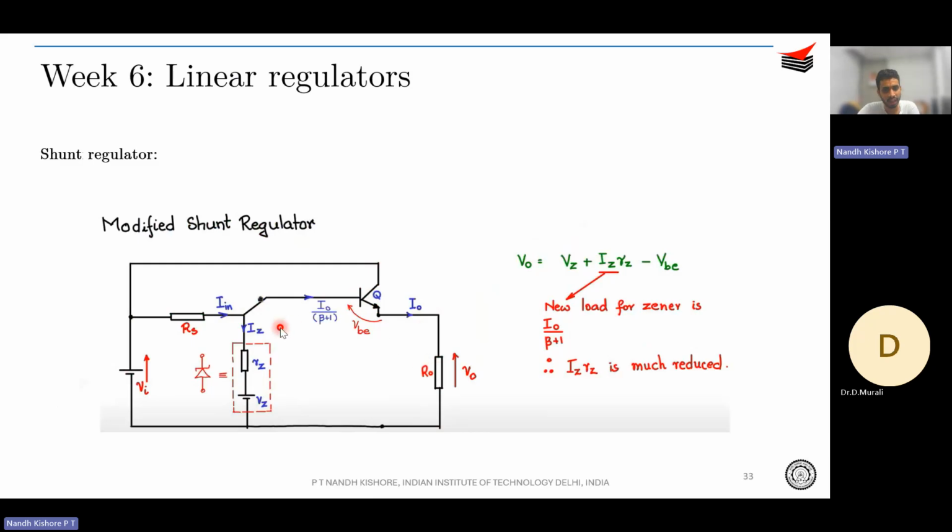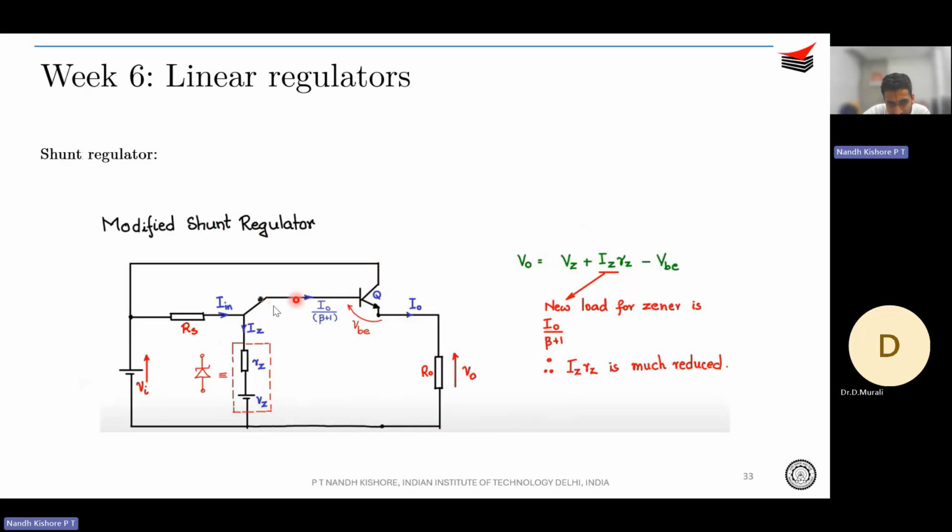If you apply KVL over here, you will get V naught is equal to VZ plus IZRZ minus VB, right? And you know that your IZ will be very, very small, because your base current is also going to be very small. So your IZRZ is going to be much, much lesser. So you will get almost a stiff voltage V naught, that will be VZ minus VB almost, because your IZRZ is much, much lesser. Why is your IZRZ lesser? That is because the load current, that is the base current, is very, very less for a BJT.